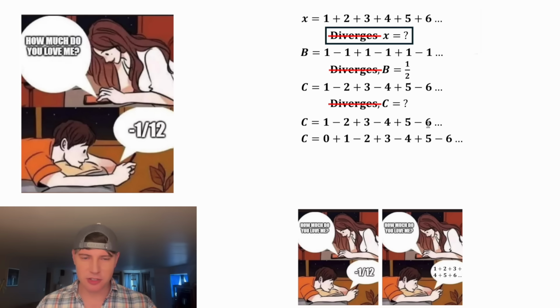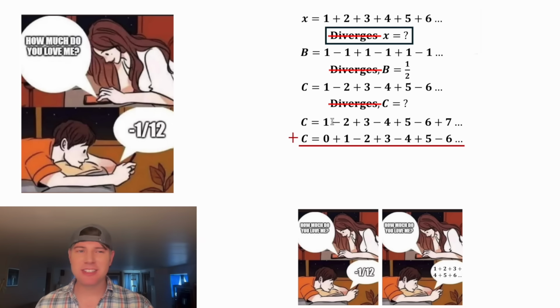And to make this look nicer, let's continue the pattern. Let's put in a +7. Now, what would happen if we added the two c's together? On the left-hand side, c plus c is equal to 2c. And on the right-hand side, we can add up all these pairs.